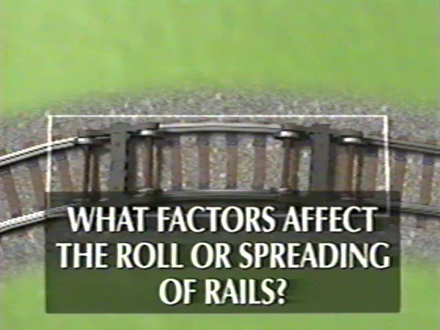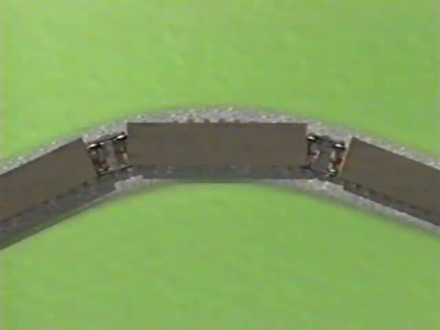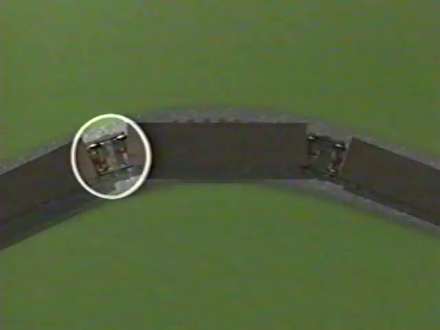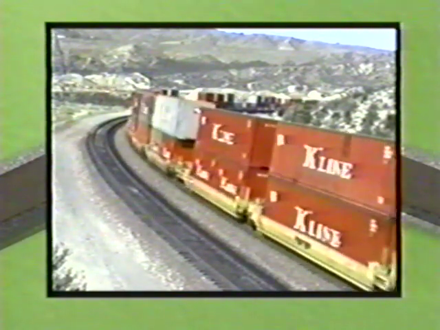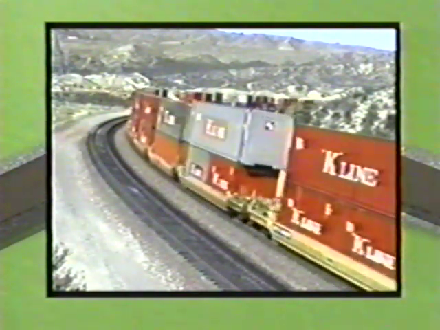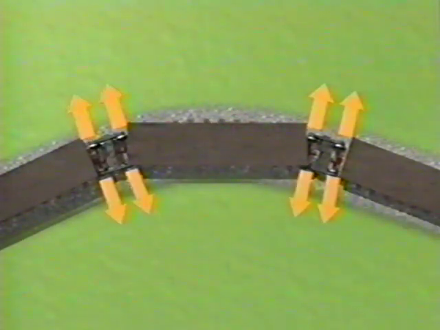What factors affect the roll or spreading resistance of rails? First, rail roll increases when a series of trucks warp and generate large gauge spreading forces. Some articulated rail vehicles have a greater tendency to spread the rails because they potentially have a number of successive warp trucks that can each produce large gauge spreading forces.